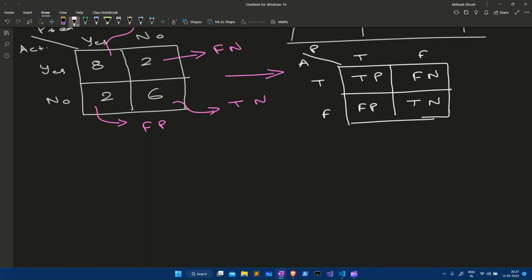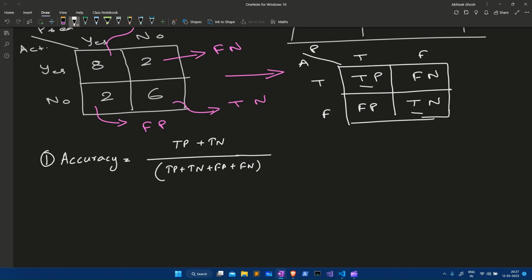Now using the numbers in the confusion matrix, the first metric we use frequently is the accuracy score. The accuracy score is nothing but the number of correct predictions divided by all predictions. The correct predictions are the true positives and true negatives. So it will be true positive plus true negative, divided by the summation of all the values inside the confusion matrix, that is true positive, true negative, false positive plus false negative. So if we use the values we have here, it will be 8 plus 6, which is 14, divided by 8 plus 6 plus 2 plus 2, right? So it will be 14 divided by 18.